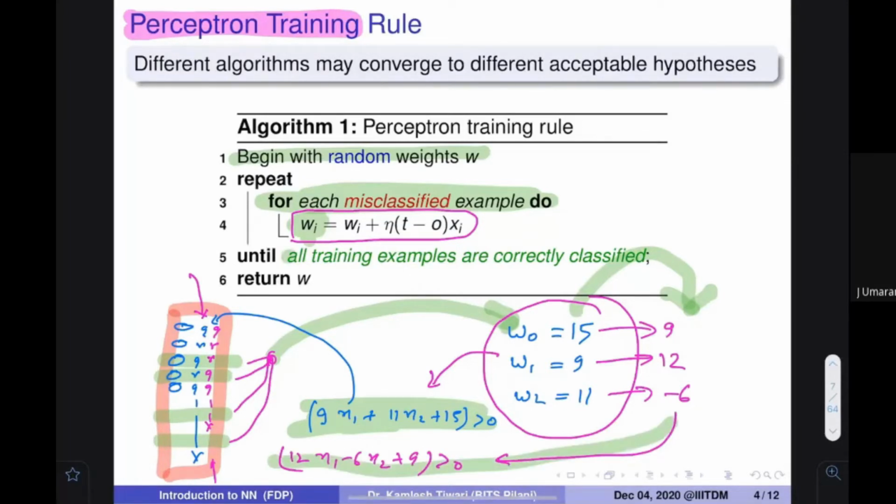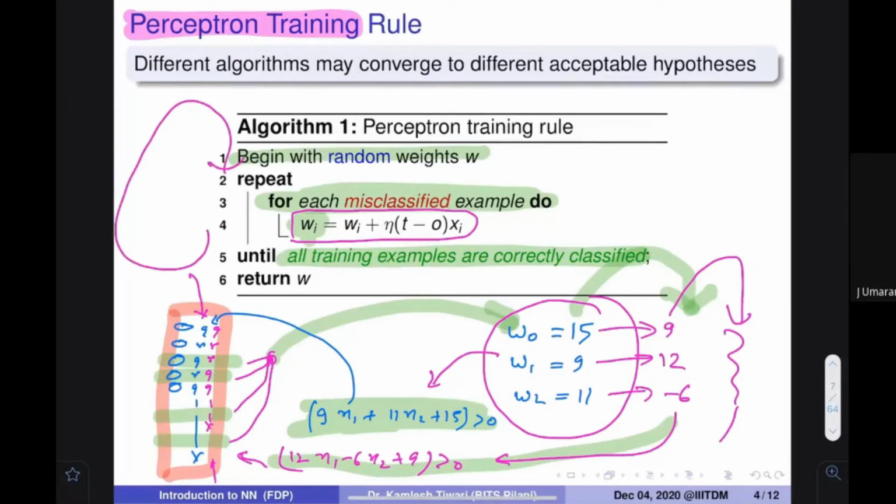Then you use this formula to go again, until all training examples are correctly classified. You apply the same thing again on the data, modify the weights again, and you do this multiple number of times. This part is clear? So, multiple number of times.